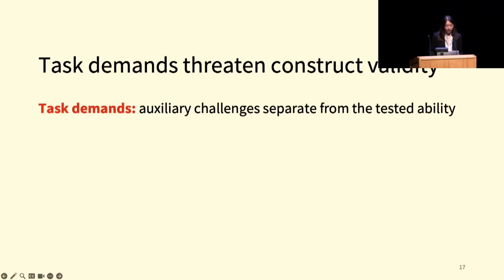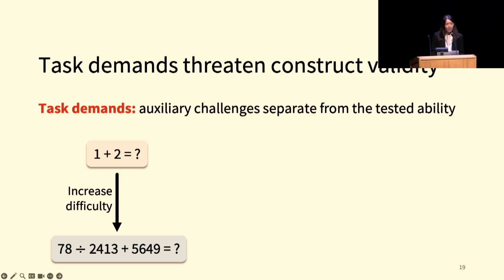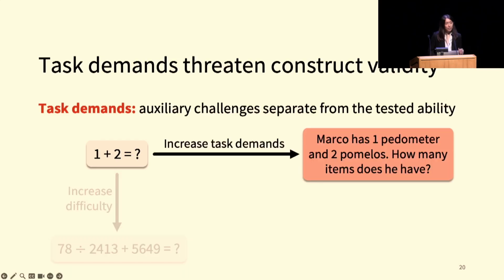And these are the auxiliary challenges associated with performing the task, which are separate from the ability that we're actually trying to measure. So as a really simple example, let's say we want to test whether a person or a model can do arithmetic. So we give them a problem like 1 + 2. Now we can make the problem a harder test by including additional operations or making the numbers bigger, for example. But we can also maintain the thing we're testing while increasing the challenges associated with performing the task.